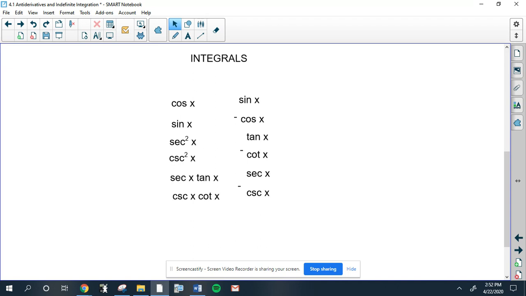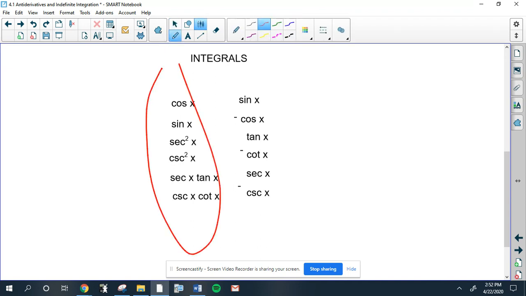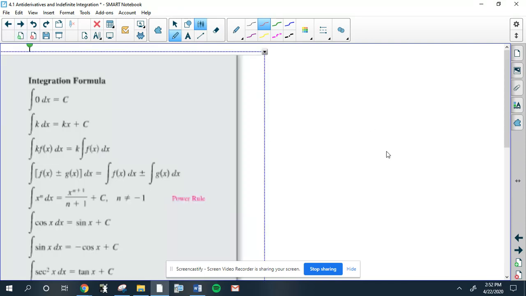Notice we can't integrate, say, just secant. Secant is not on the chart. It's a result of an integral, but it's not an integral itself. So that's it. You can only integrate what you already knew as far as differentiation went.